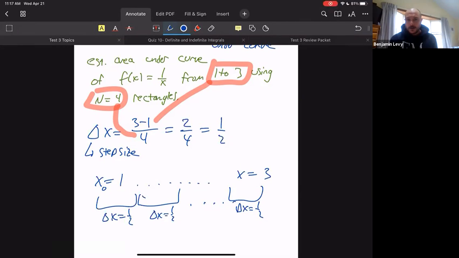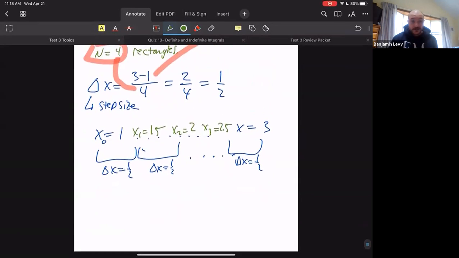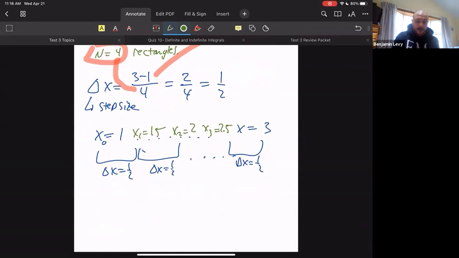Other things before we keep going? So you just write down the values that you're stepping along from. You start at 1. The next one's going to be 1 plus 1/2, so that's 1.5. The next one's going to be 2, then 2.5, and the next one's going to be 3, right? So you just step along by size delta x. And the idea is those are the x values that you're using. And then you need to decide whether or not you're using left endpoints or right endpoints.